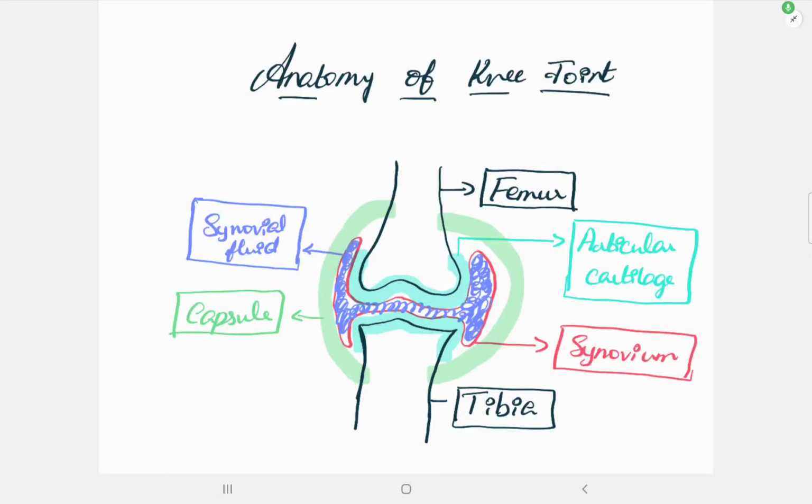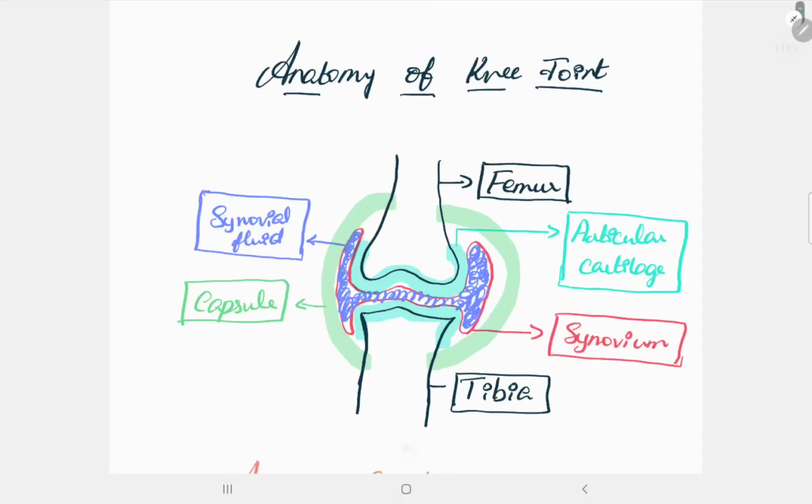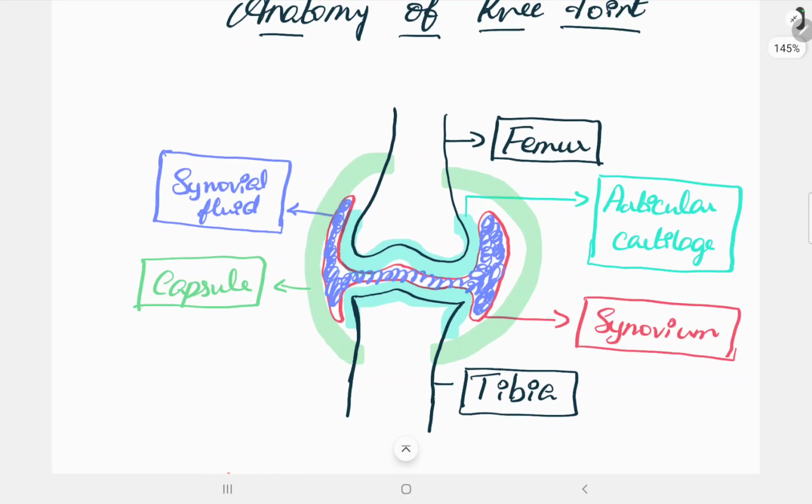Hello everyone, so today we're going to see the anatomy of the knee joint. So this is an image of the knee joint wherein this bone is the femur, this is the tibia. So this blue part here is the articular cartilage and the green part is the capsule. This red part here is the synovium, and within the synovium is the synovial fluid.